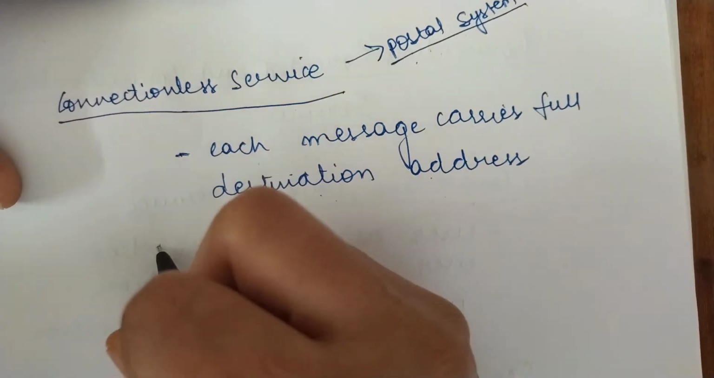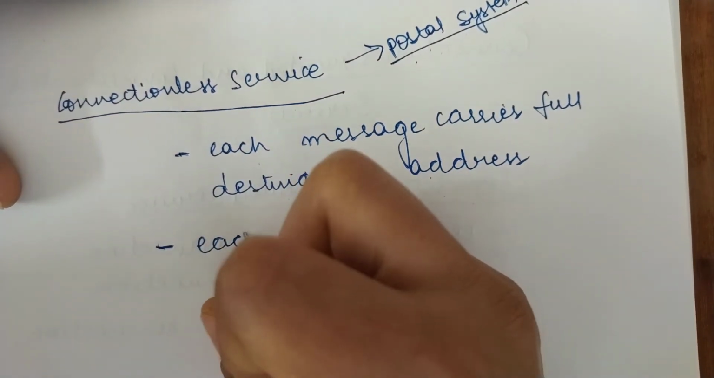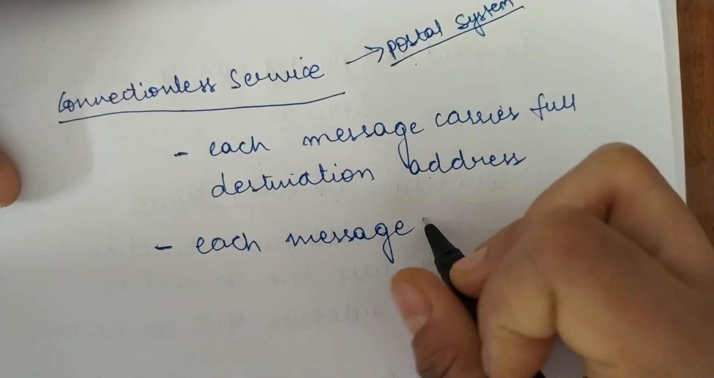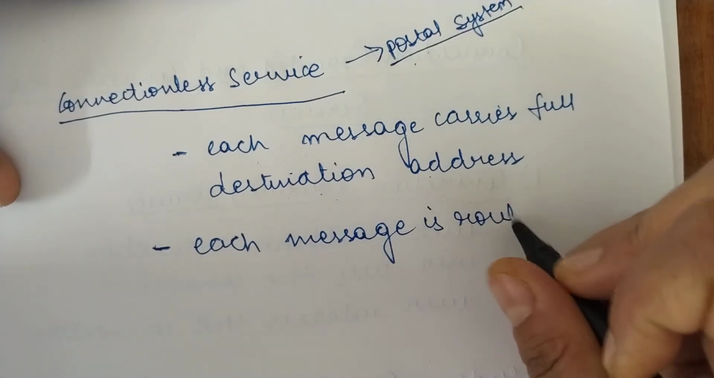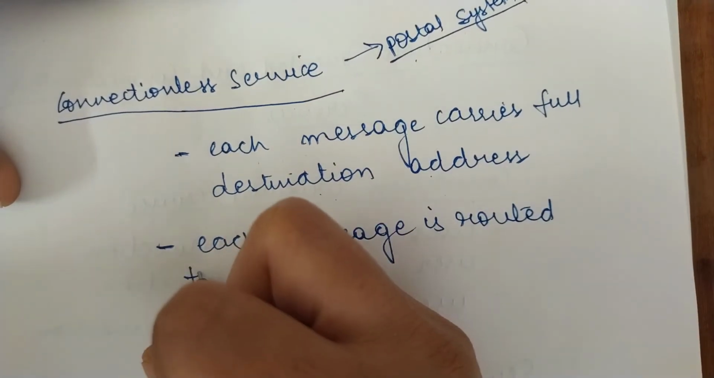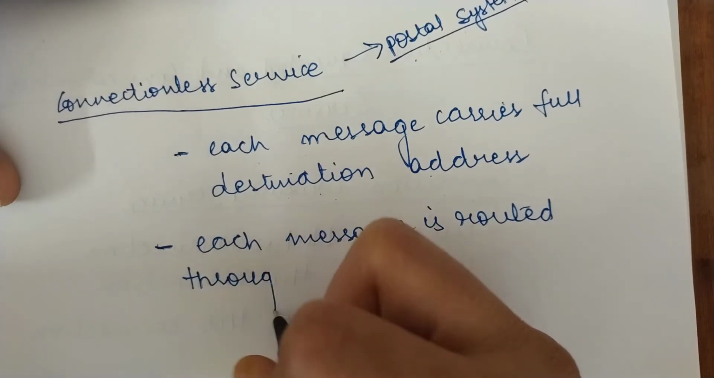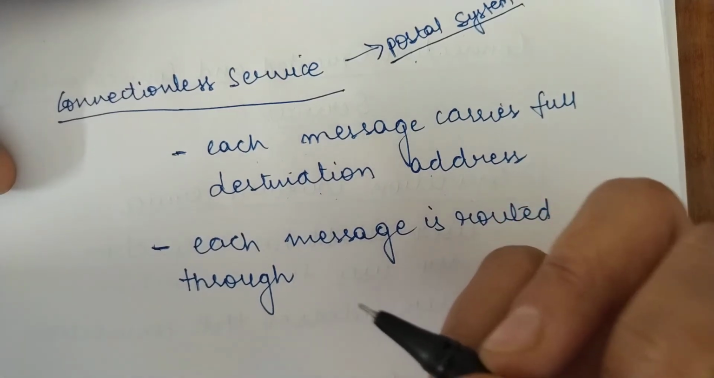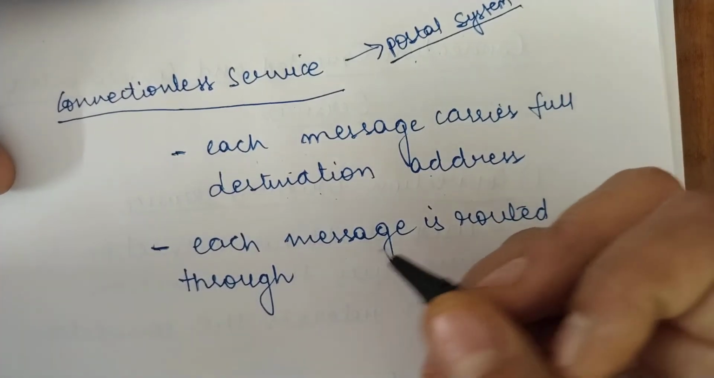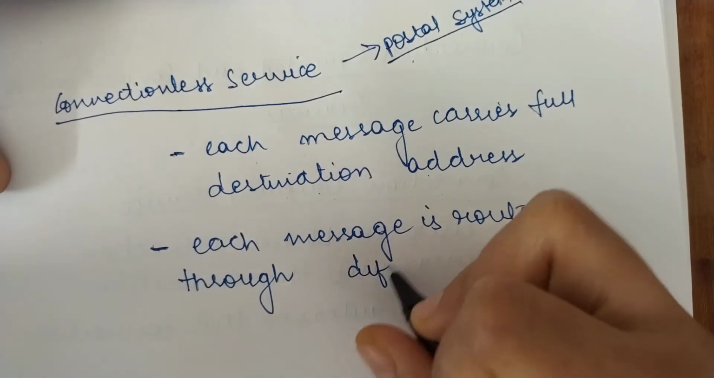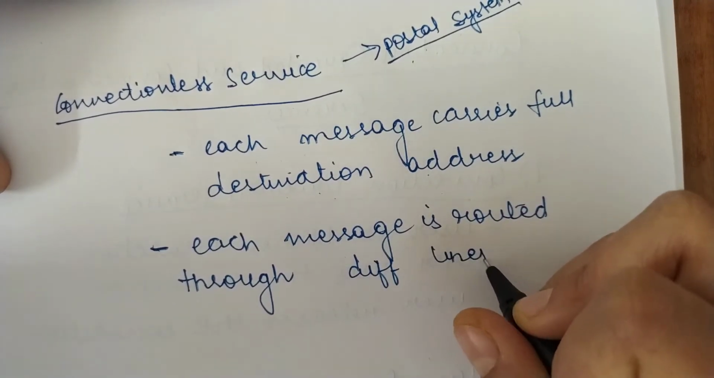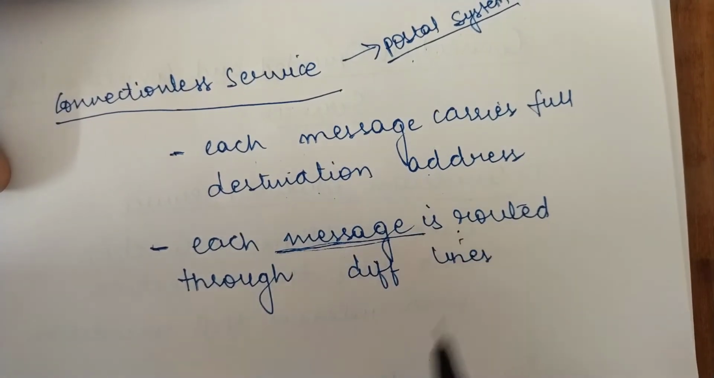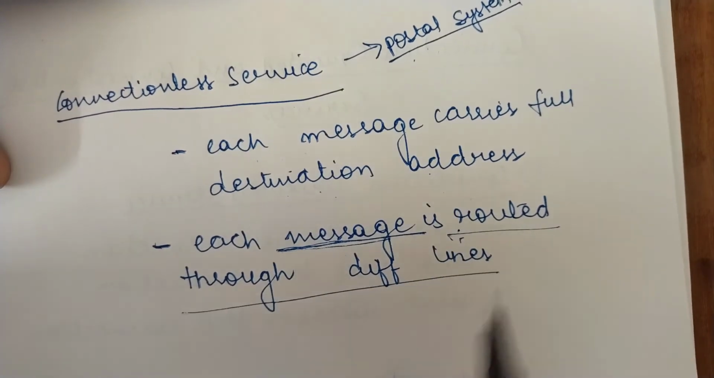Okay, so another thing is that each message is routed through independent lines or different lines. So if there are more than one transmission line, these different messages from the same sender which are meant for the same destination can be routed through different or independent lines.